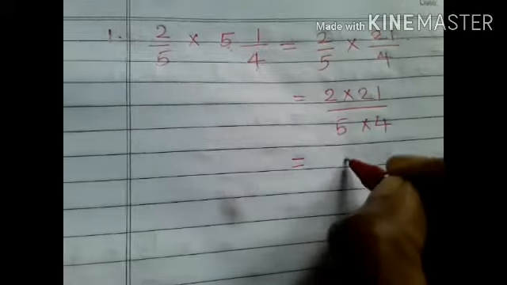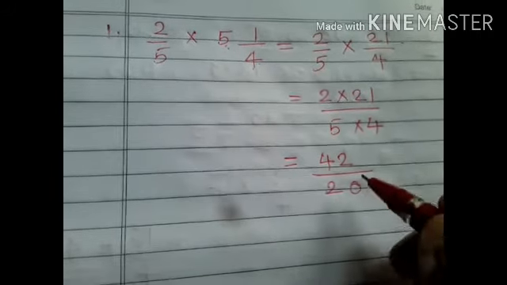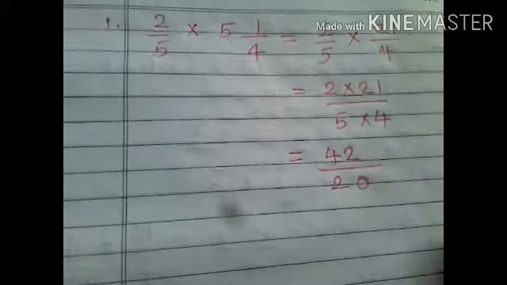2 into 21 is 42, and 5 into 4, 5 4s are 20. Here we get 42 by 20. Then here we cancel, dividing by 2 in both the numerator and the denominator. Both the numerator and the denominator are divided by 2. Okay. 2 2s are 4, 2 1s are 2.